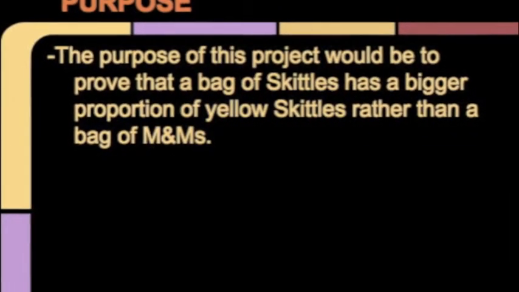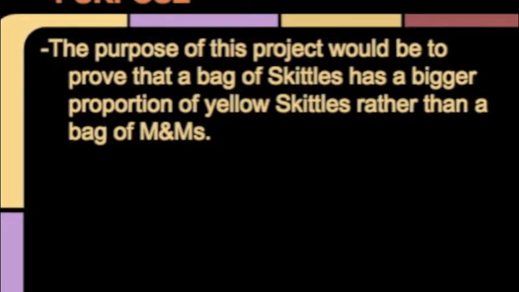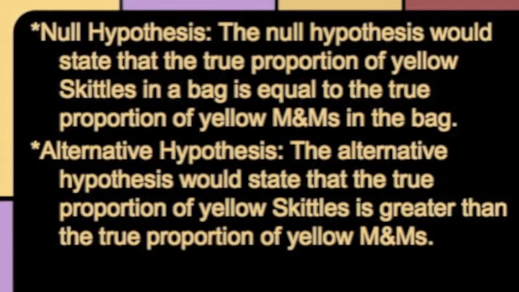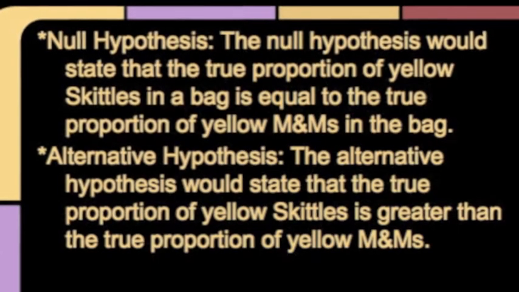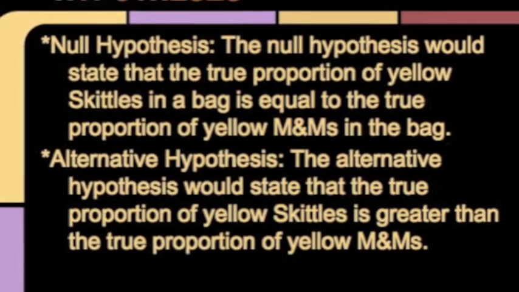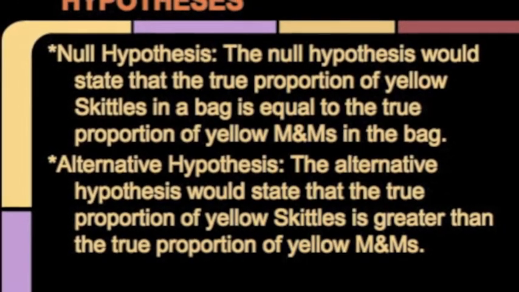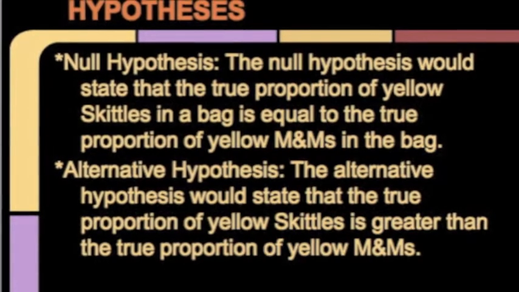The purpose of this project would be to prove that a bag of Skittles has a bigger proportion of yellow Skittles rather than a bag of M&Ms. The null hypothesis would state that the true proportion of yellow Skittles in a bag is equal to the true proportion of yellow M&Ms in the bag. The alternate hypothesis would state that the true proportion of yellow Skittles is greater than the true proportion of yellow M&Ms.